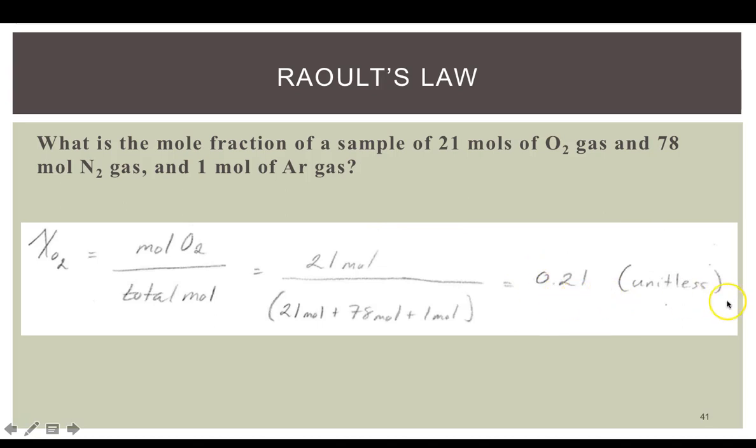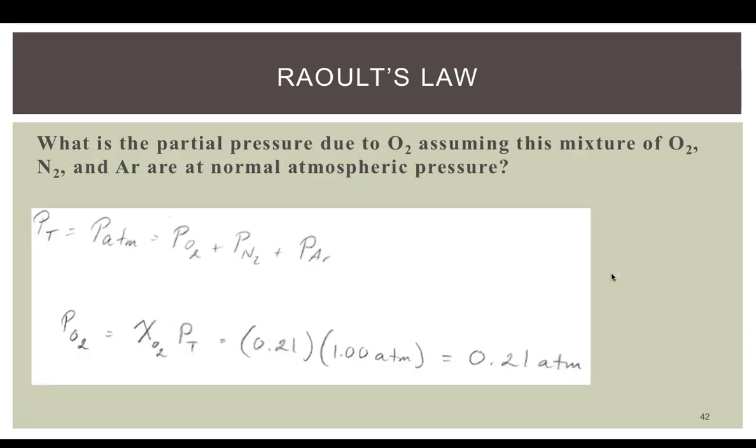You don't have to put it there, but it is unitless because moles divided by moles is nothing. So the chi of O2 is unitless at 0.21. So let's see how we can use that. We solved for mole fraction. Let's see how it's important.